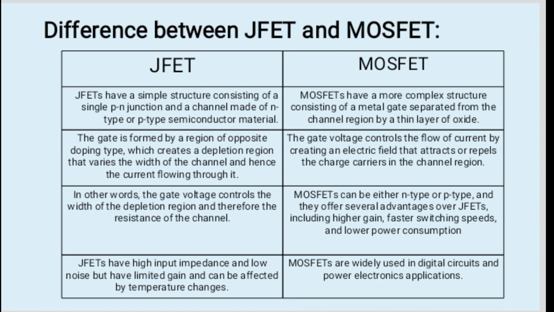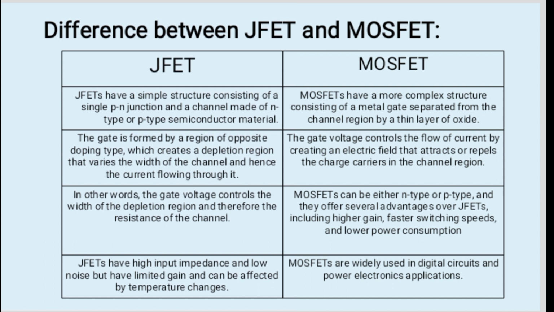In case of JFET, the gate voltage controls the width of the depletion region and therefore the resistance of the channel, while in MOSFET the gate voltage controls the flow of current by creating an electric field that attracts or repels the charge carriers in the channel region. MOSFETs can be either n-type or p-type, and they offer several advantages over JFETs, including higher gain, faster switching speeds, and lower power consumption.